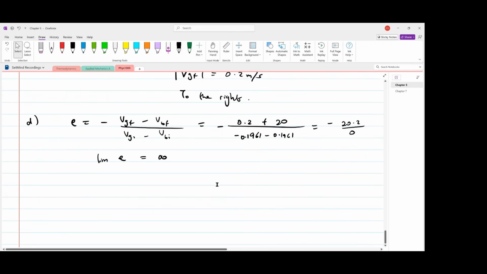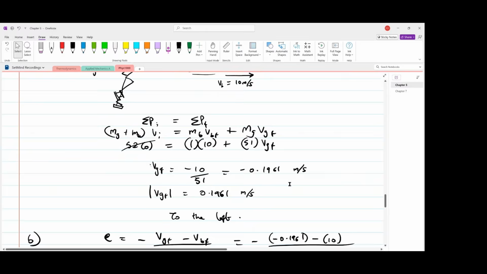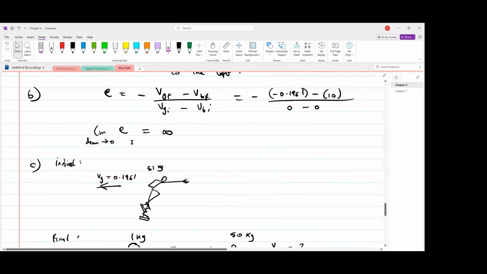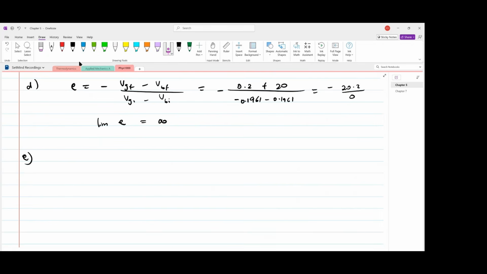Okay, and we're going to get to it because now question E says calculate the change in kinetic energy in this second event. Okay, change in kinetic energy of this second event. So we're just going to say delta K is going to be K final minus K initial, right? So delta K is going to be 1/2. And now find the final kinetic energy of each of these guys.